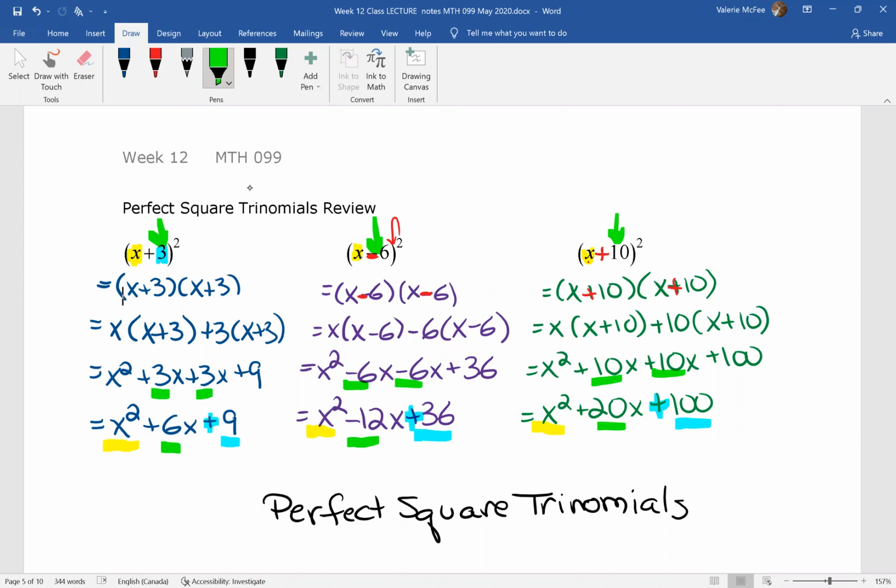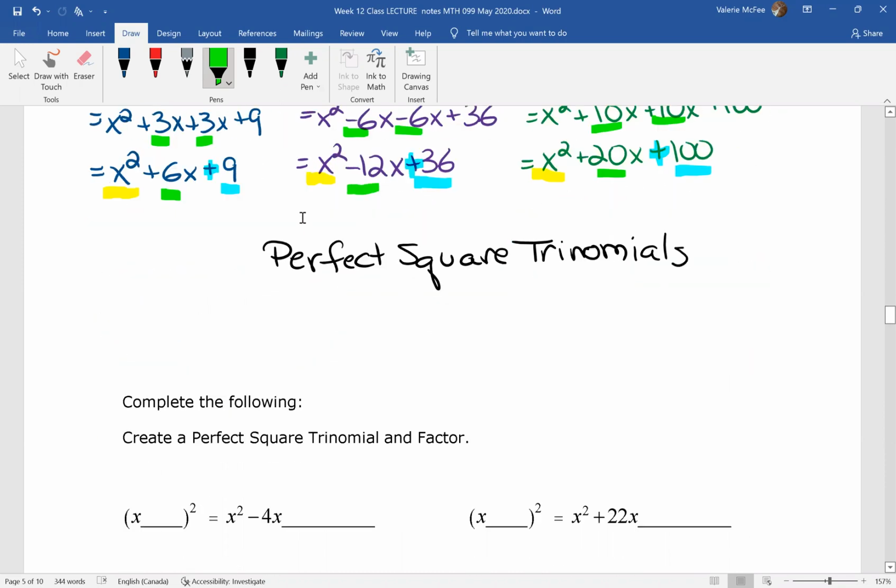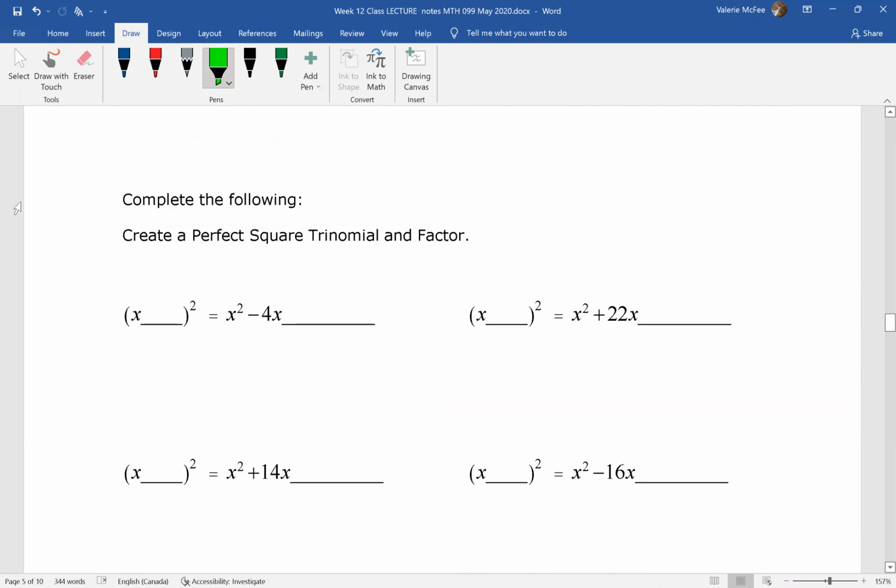We want to be able to create perfect square trinomials when we're only given a part of the trinomial. Take a look at this. I have x plus or minus some number squared will equal a perfect square trinomial. How do I create that perfect square trinomial?